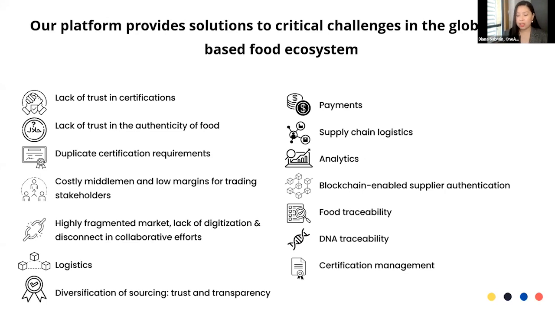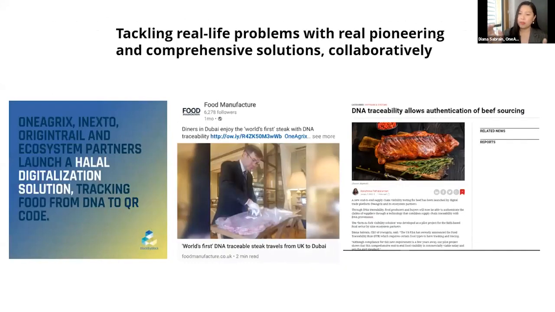This is where you would see what we did recently, together with OriginTrail Trace Lab, together with Inexto, the best serialization company in the world. They serialize 500 million products per year. And also one of our DNA traceability partners, which is a Fortune 500 company. What we did in December 2022 was the world's first pioneering and comprehensive pilot to demonstrate the digital trade of halal premium beef from the UK.